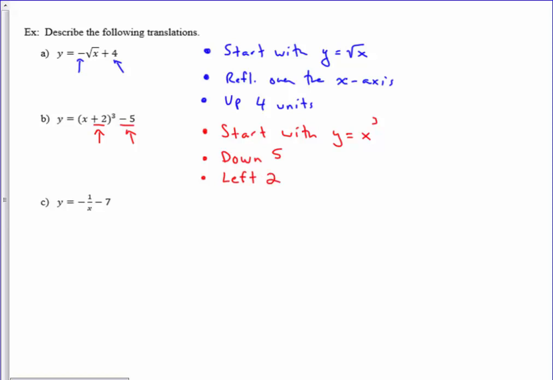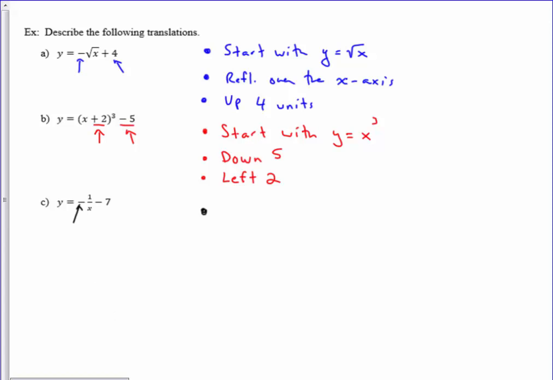Okay, and finally we have the function on the bottom. We have y equals negative 1 over x minus 7. Notice that we have a negative symbol. The negative is on the outside of the function. For this one, if it was on the inside, it would have to look like this. But this particular negative is on the outside of the function.